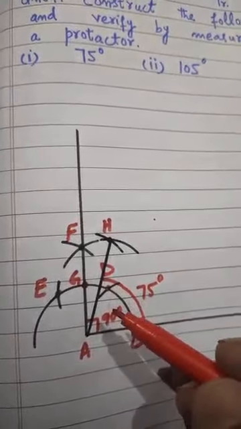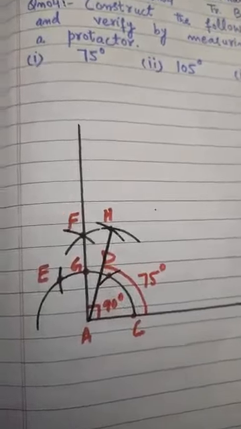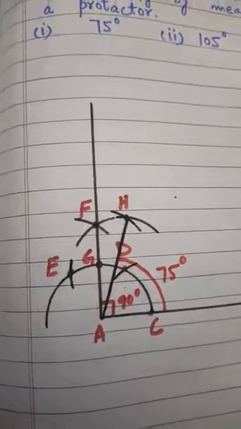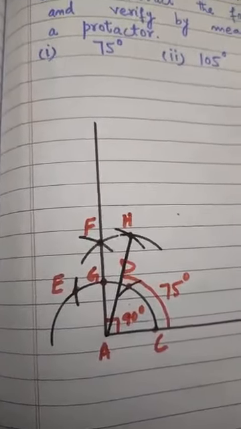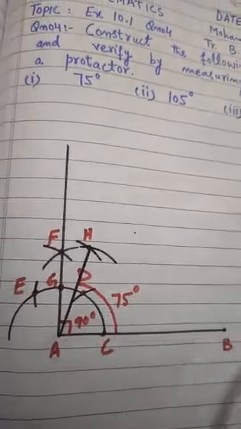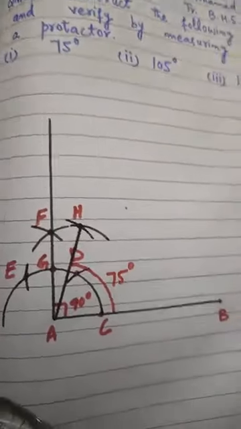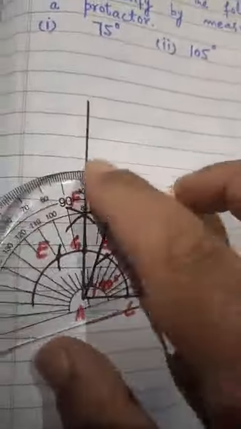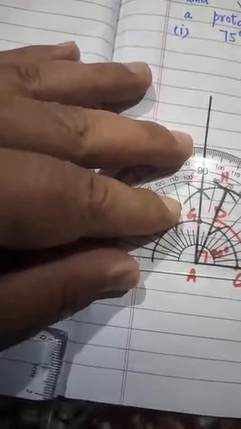Now we can check it with a protractor whether it is a 75 degree angle or not. Maybe some error may be there because I am using a sketch pen, so that it is clearly visible to you, my dear students. Now I am going to check my construction whether it is 75 degree or not.